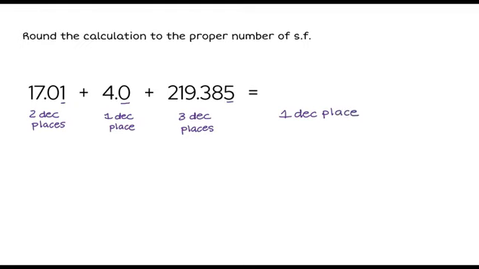I hope you can see here how much easier it makes it to keep track when we actually write it down. So to do the math, 17.01 plus 4.0 plus 219.385 rounded to 1 decimal place gives us 240.4.